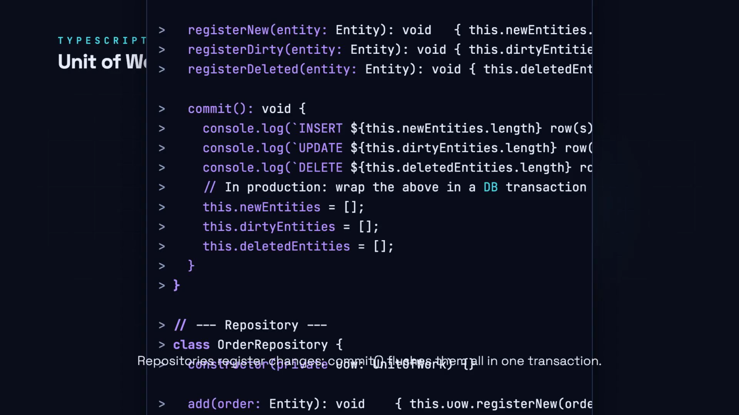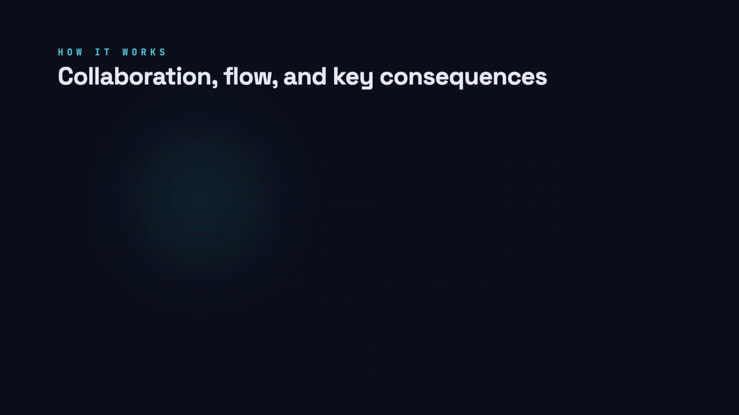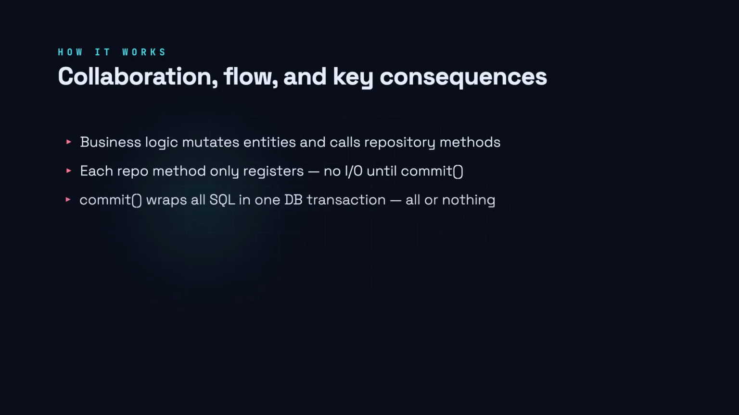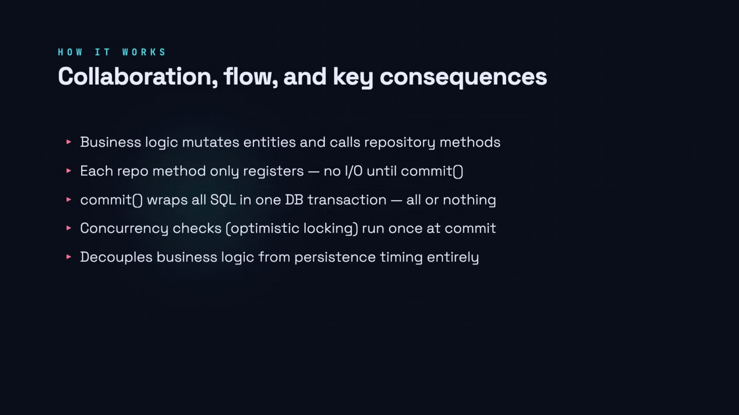One flush, one transaction. During a business operation, your service code freely creates, modifies, and removes entities. Every repository call is essentially free at this stage. It just appends to a list. When you finally call commit, the unit of work iterates those lists, generates the SQL, and executes everything inside a single database transaction. This is also the moment to check optimistic locks and detect conflicts. The key consequence is a clean separation. Your domain logic never worries about when or how changes reach the database.